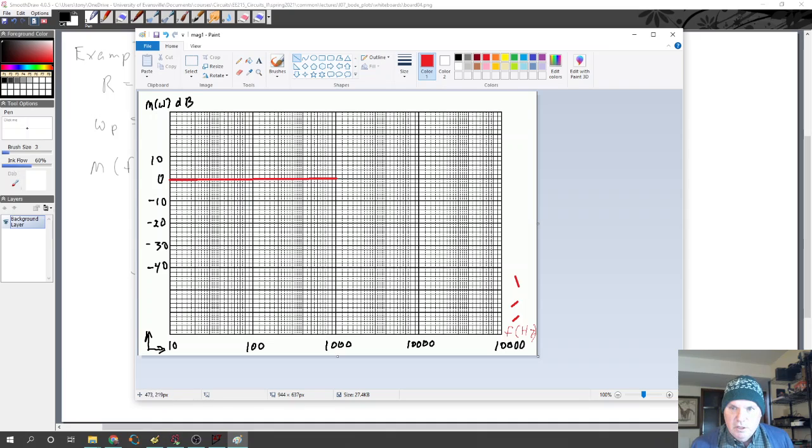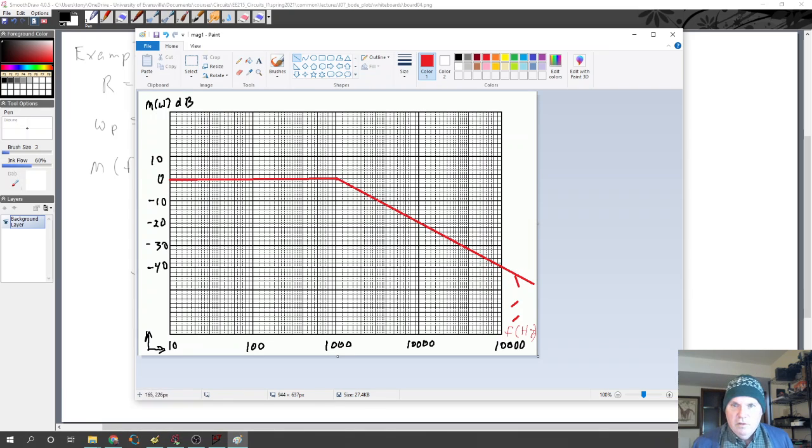Now for frequencies above 1,000, I start here and I'm going to go down at this 20 dB per decade rate. So at a factor of 10 in frequency above, notice I'm going to cross through this minus 20 dB point. And for a decade above that, I'm going to cross through this minus 40 dB point. And this line would continue forever.